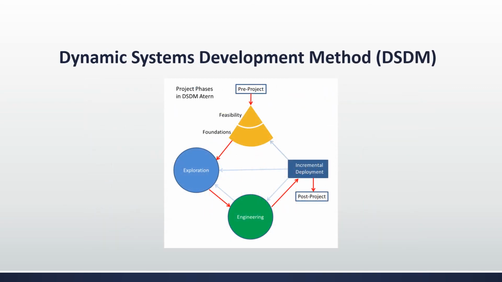And DSDM, which is Dynamic Systems Development Method. This was introduced by the DSDM Consortium, which is now called the Agile Business Consortium, in the 1990s, and it's sometimes called Agile PM.